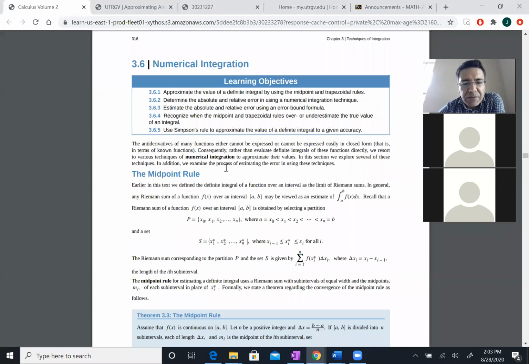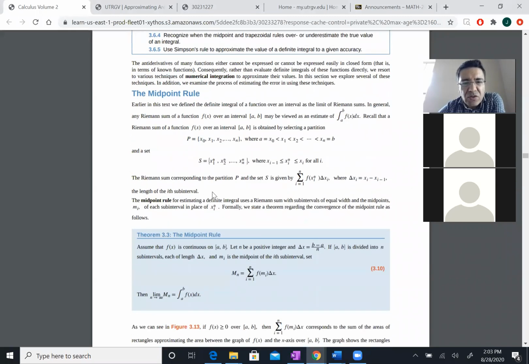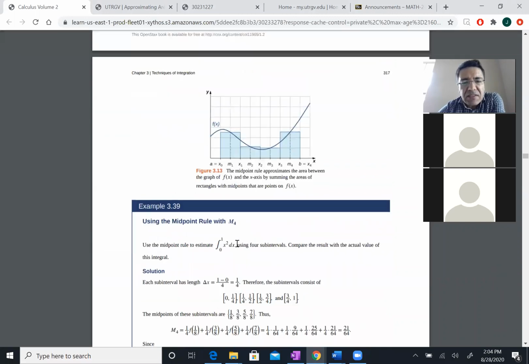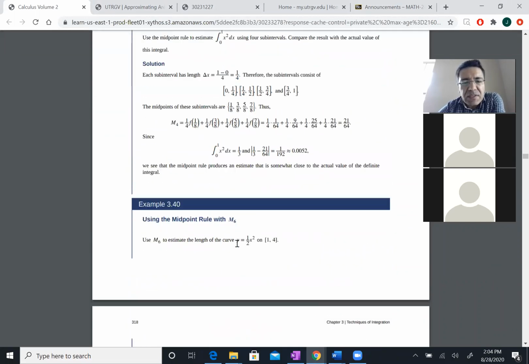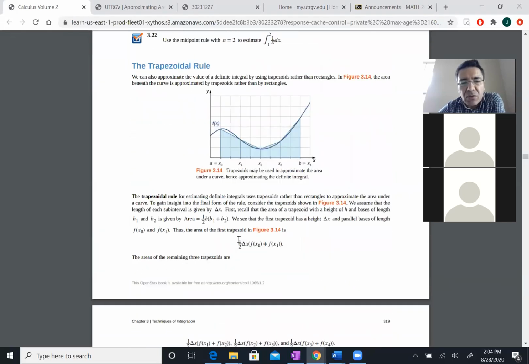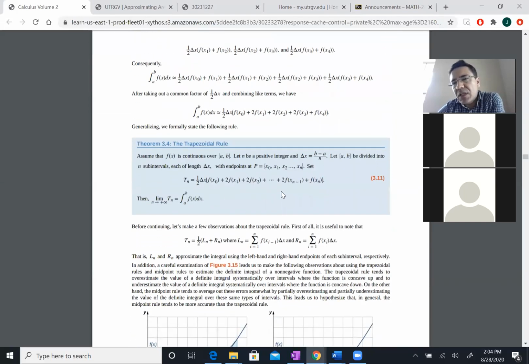I'm going to show you, this is a lot of formulas, but you'll see the meaning is simple. What we do is simple. Then you have examples, and the trapezoidal rule, and also a formula. That's what we're going to do today, and then we're going to have the quiz.